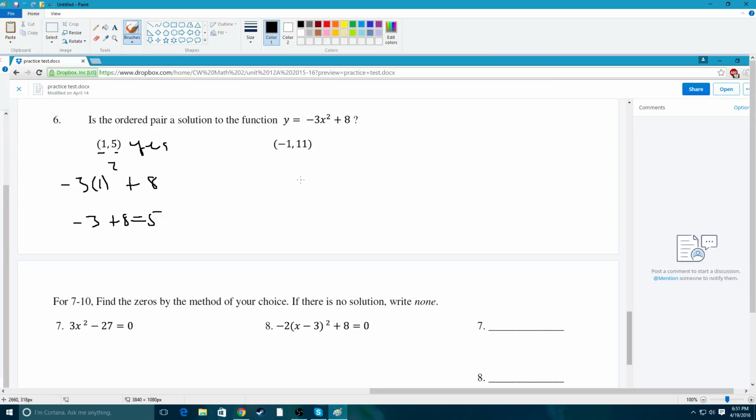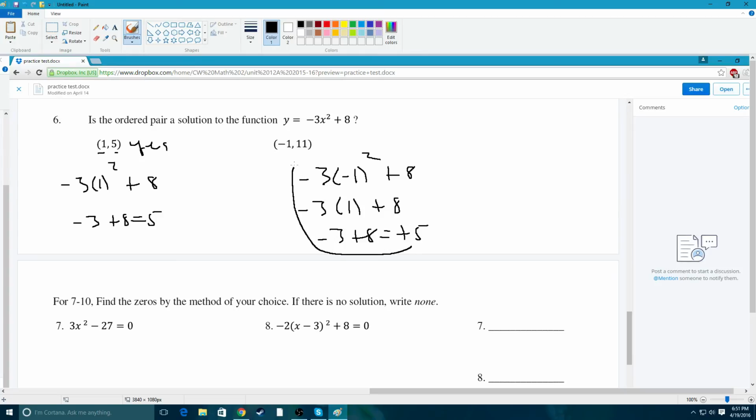Plug in negative 1. Negative 3 times negative 1 squared plus 8. That's negative 3 times positive 1 plus 8, which is negative 3 plus 8, which comes out to negative 5. No, sorry, positive 5. And positive 5 is not the same as 11, so this is a no.